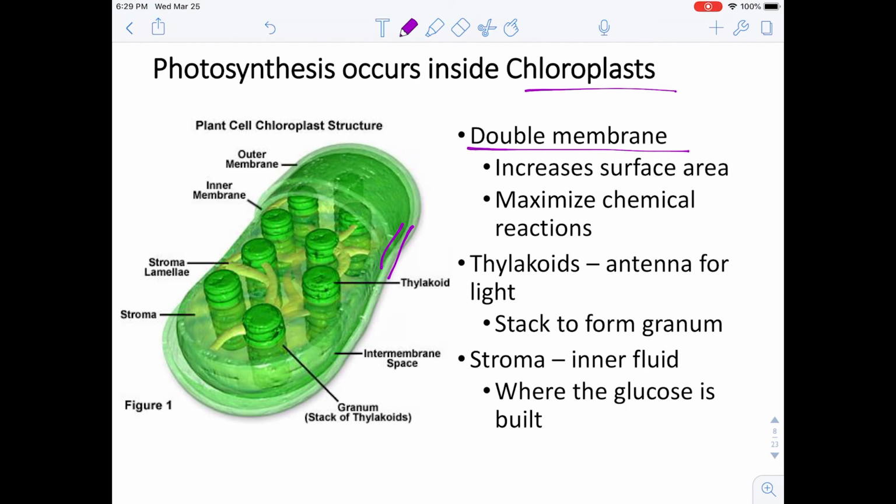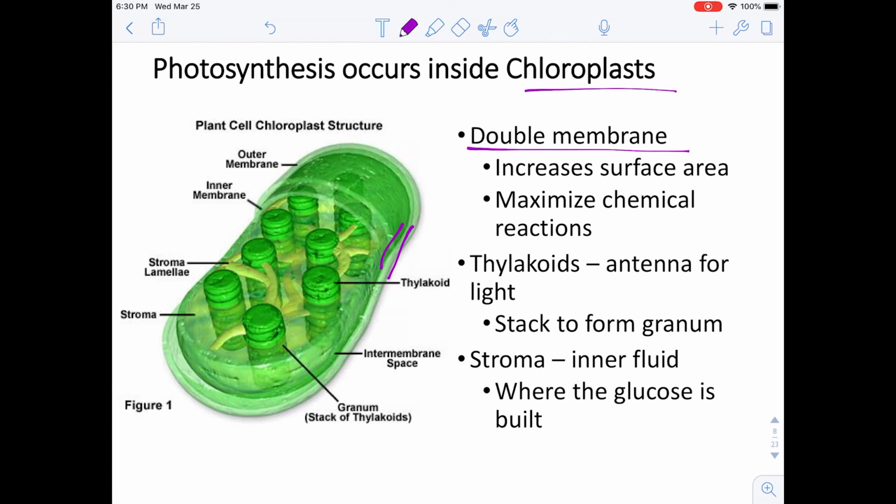If you remember anything from your osmosis and diffusion unit, cell membranes are surface area for a cell. It's space where you can do more stuff and move things across the membrane. So by having a double membrane, it makes the cell really efficient, and there's going to be a lot of chemistry involved in photosynthesis, so it just makes more space where you can do more chemistry over time. So that's the first thing to note.